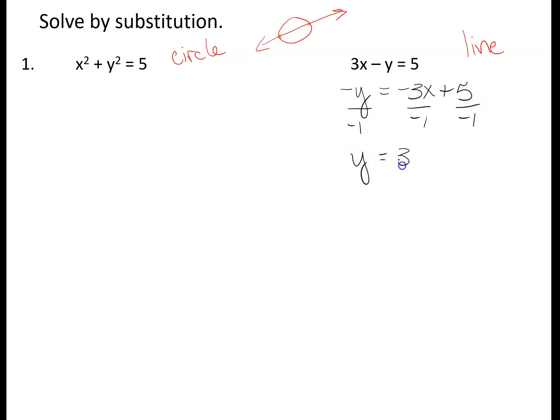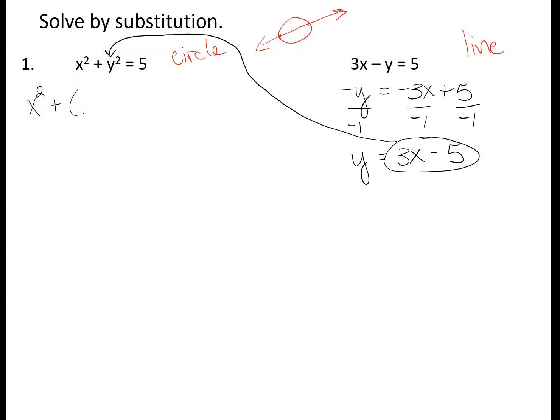And that gives us positive 3x minus 5. So whatever you get for y, you're going to substitute into your other equation. So this 3x minus 5 is going to go in place of this y. So we still need our x squared plus, and then in parentheses, you're going to put the 3x minus 5 squared equals 5. So the same equation, just replacing the y, so that now the equation only has x in it, and we can solve it for x.